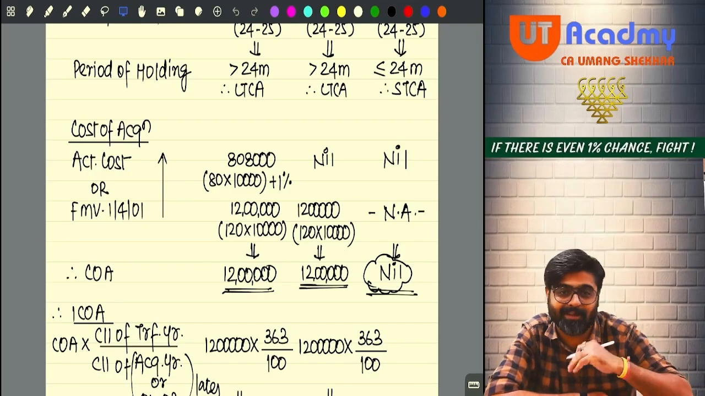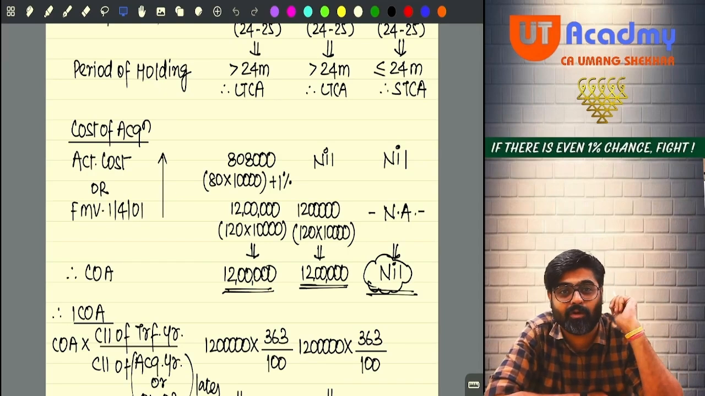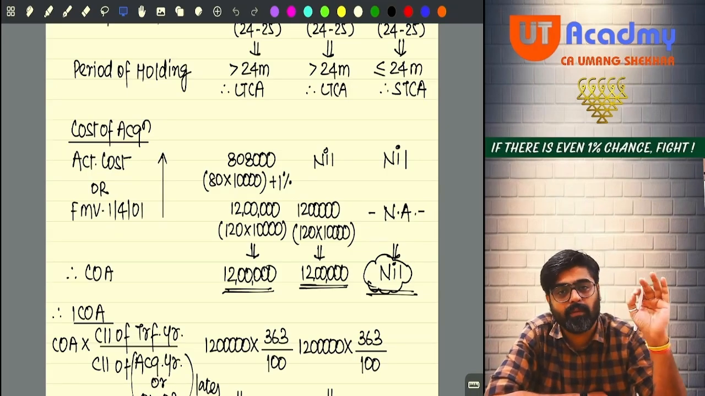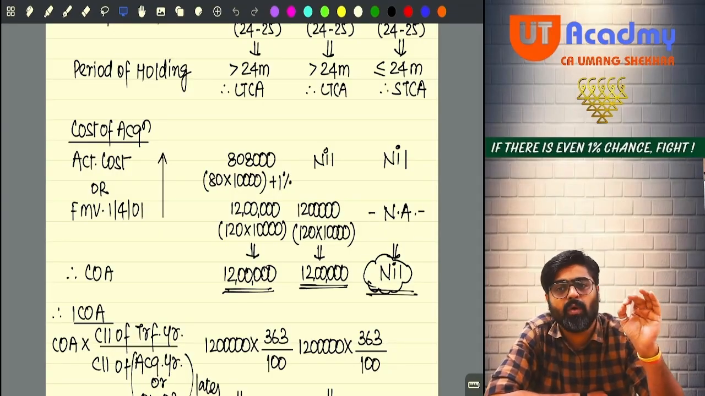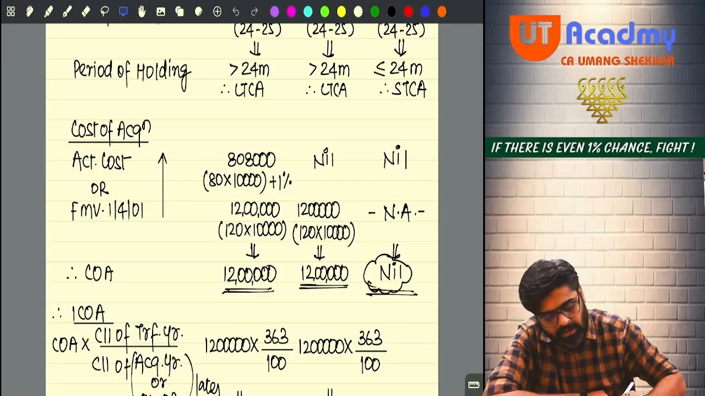I will not take nil. Definitely, why would I take nil if I am getting the opportunity to take 12 lakh as cost? Since the bonus shares were acquired prior to 1st April 2001, their cost of acquisition will be either their actual cost, which is nil, or the fair market value on 1st April 2001. Everyone. So I will take 12 lakh as cost.